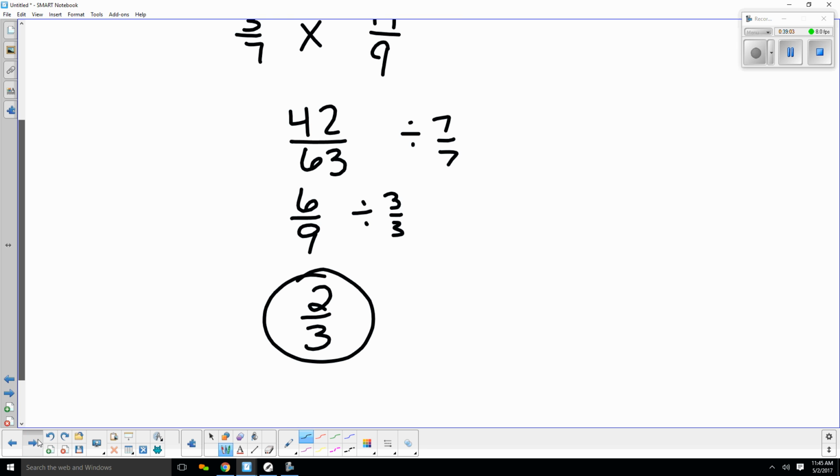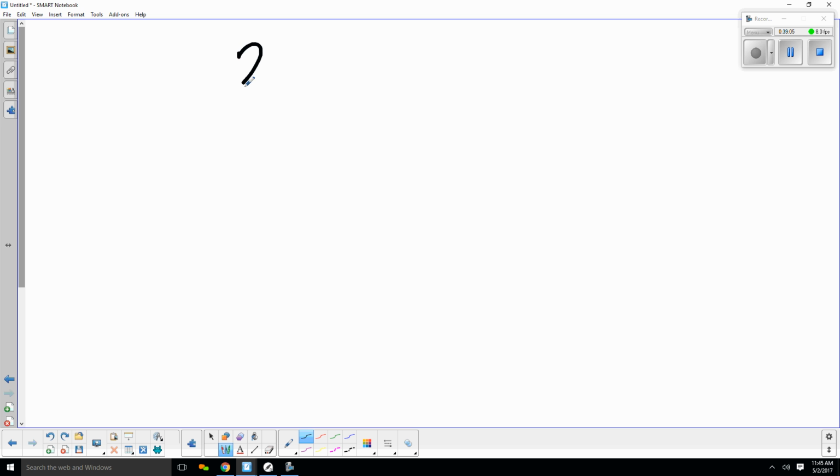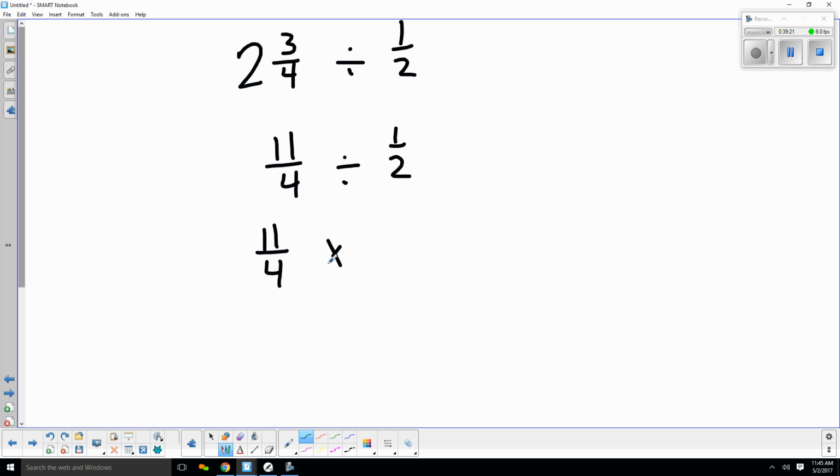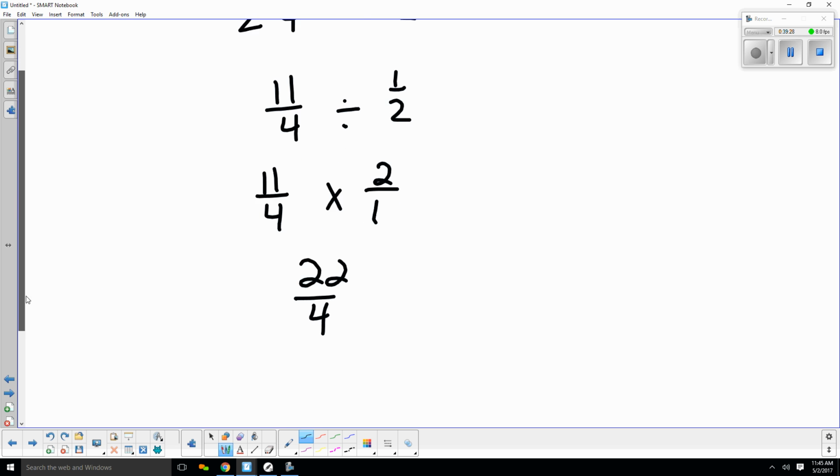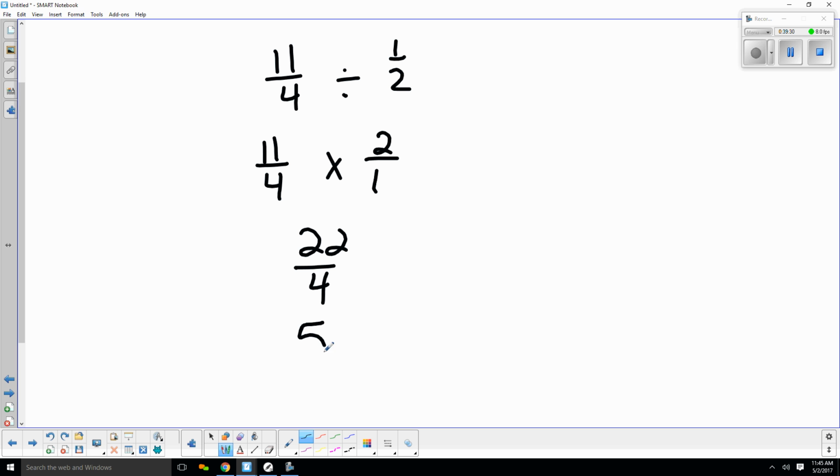Okay? Number 5, you have 2 and 3/4, and I'm dividing by 1/2. Got to change this to improper, so 2 times 4 plus 3. Now I need to rewrite it as a multiply. Multiply your two top. Multiply your two bottom. It's improper. Now I'm going to change it back to mixed and then reduce, and I get 5 and 1/2.